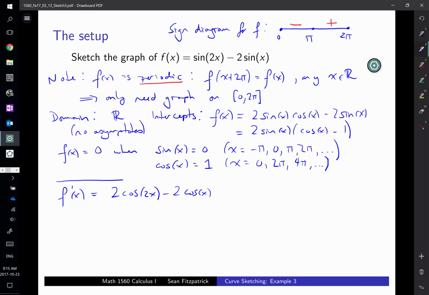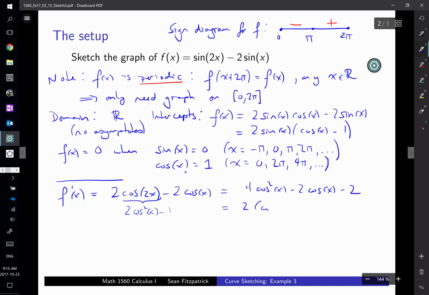This time it takes a little bit more work to figure out the zeros. We want critical points, right? We want to know when f prime is equal to 0. We want to know when it's positive, when it's negative. We want that sign diagram. So we need another identity. We need the fact that cos 2x is 2 cos squared x minus 1. That's a trig identity. And with that identity, we get 4 cos squared x minus 2 cos x minus 2. So that's 2 times 2 cos squared x minus cos x minus 1. And we say, okay, does that factor?